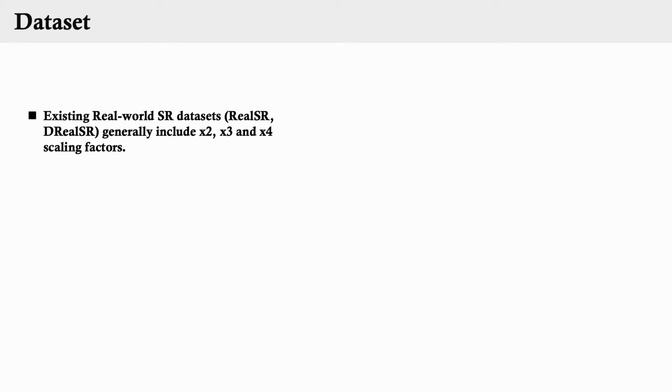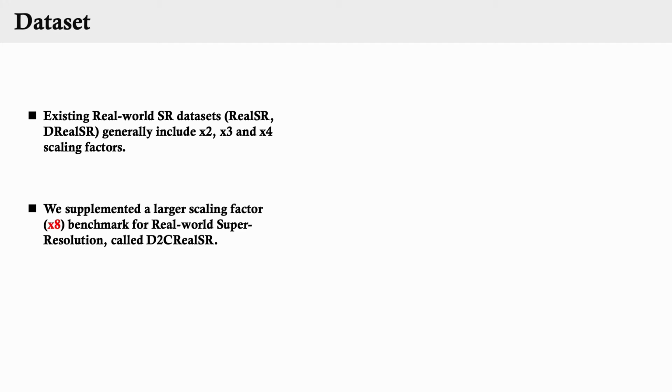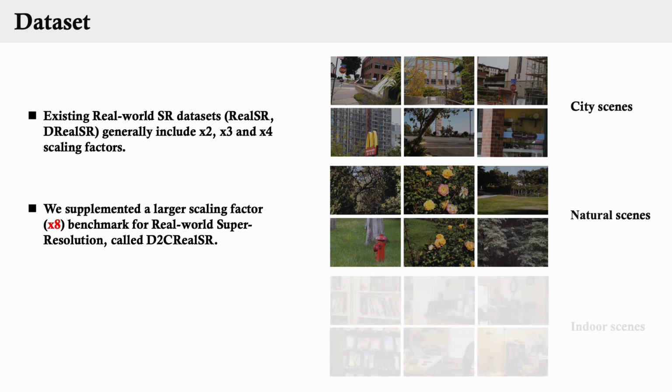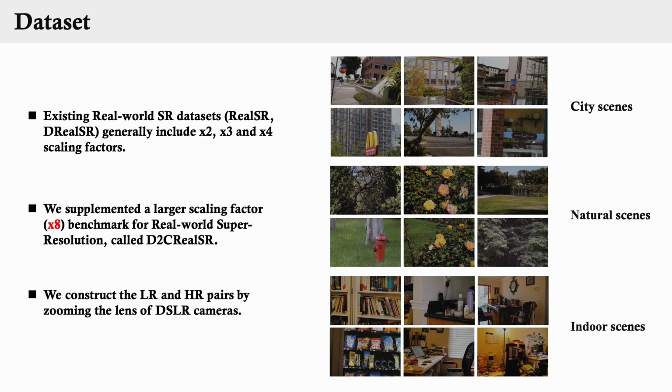Existing real-world datasets generally include double, triple, and quadruple scaling factors, including real SR and D-real SR. We supplemented the larger scaling factor benchmark for real-world super resolution, called D2C-SR. It contains a variety of scenes, such as city scenes, nature scenes, and indoor scenes. We construct the data pairs by zooming the lens of DSLR cameras.